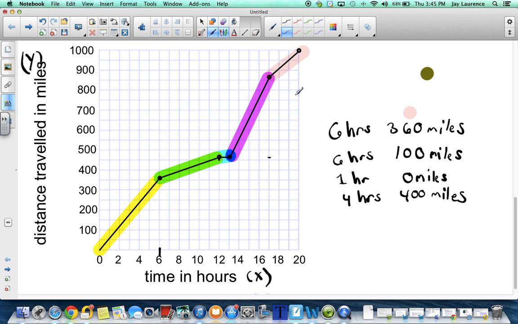And finally, they went the last 3 hours. They went a distance of, let's see here, let's go from here. I'm going to say about 140 miles. Okay, that's this distance here. From there to there is about 140 miles.